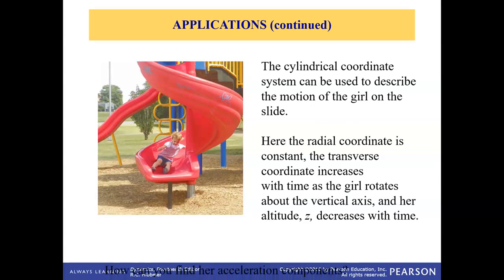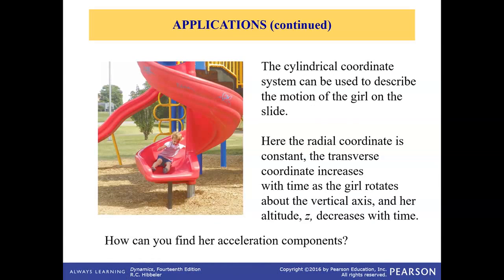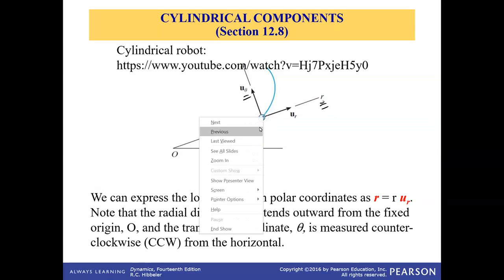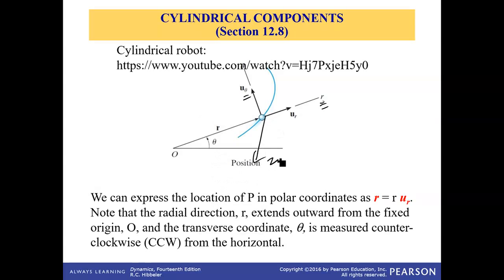Same example, spiral slide. We can calculate the girl's position, velocity, and acceleration using the cylindrical coordinate system. For the polar coordinate system we use r and theta. For cylindrical we use r, theta, and z, where the z axis is perpendicular to both r and theta.